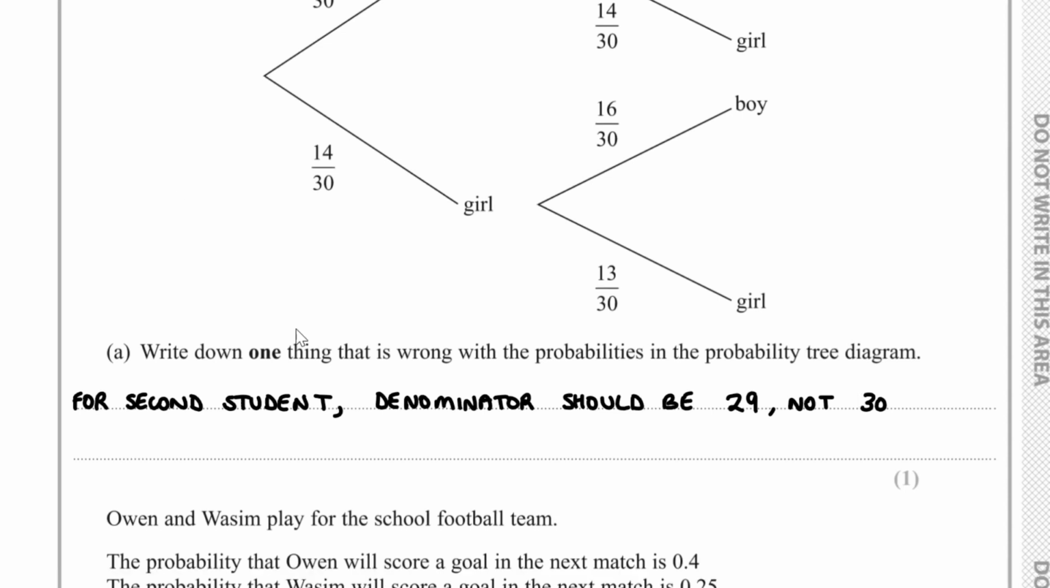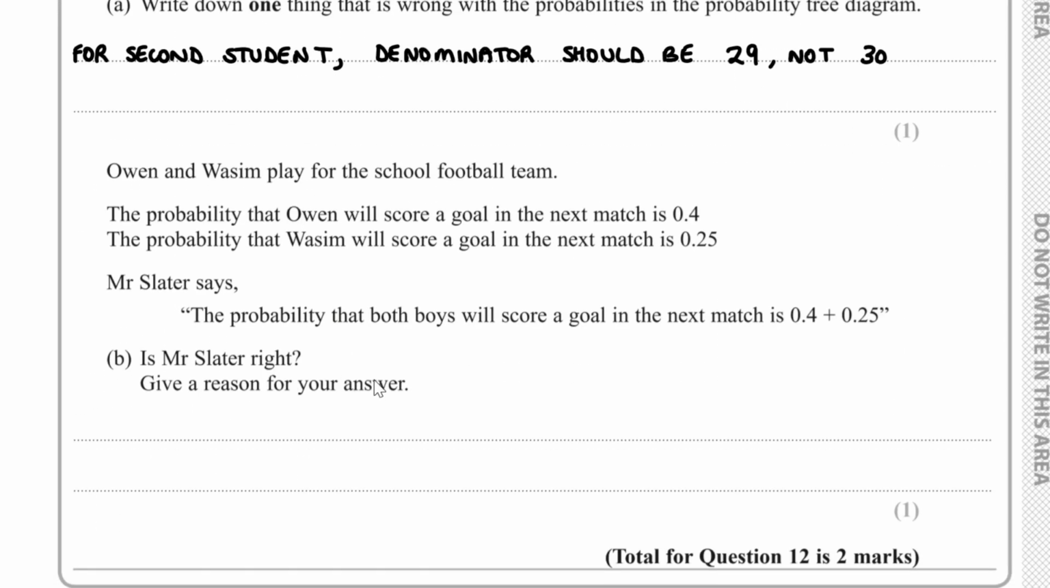And now for part B of the question, Owen and Wasim play for the school football team. The probability that Owen will score a goal in the next match is 0.4. The probability that Wasim will score a goal in the next match is 0.25. Mr. Slater says the probability that both boys will score a goal in the next match is 0.4 plus 0.25. Part B then, is Mr. Slater right? Give a reason for your answer.